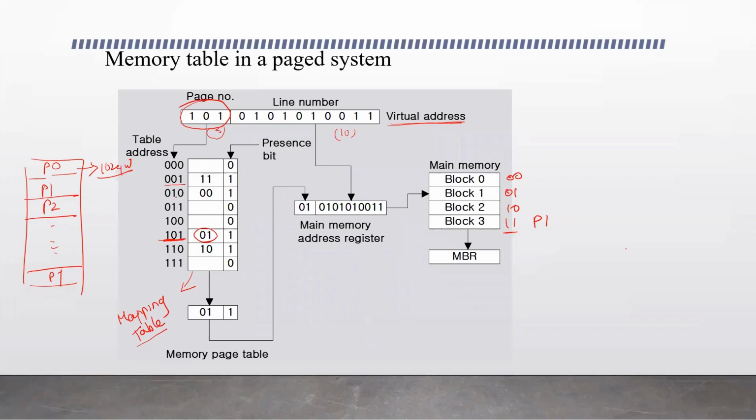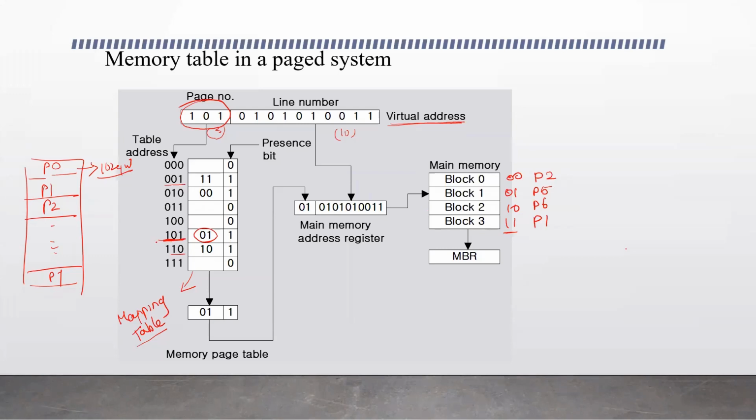And page 010 is stored in block 00, so here we have page 2. Then page 101, which means page 5, is stored in block 01 in main memory. So here we have page 5. And page 110, that is page 6, is loaded in main memory block 10. So here we have page 6. This way these pages are loaded in the memory blocks.